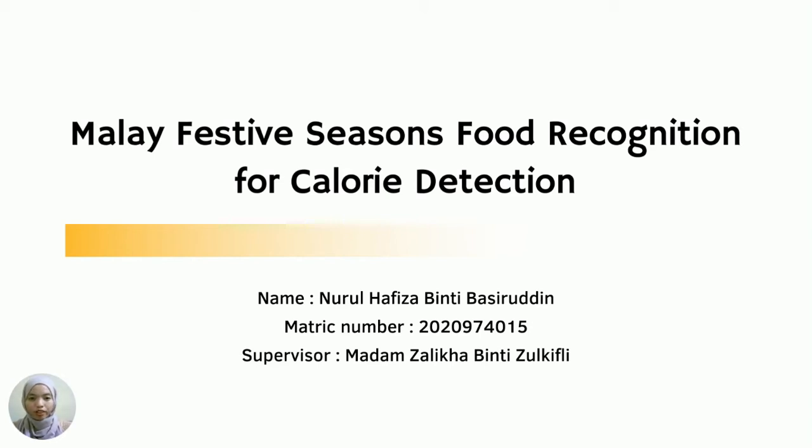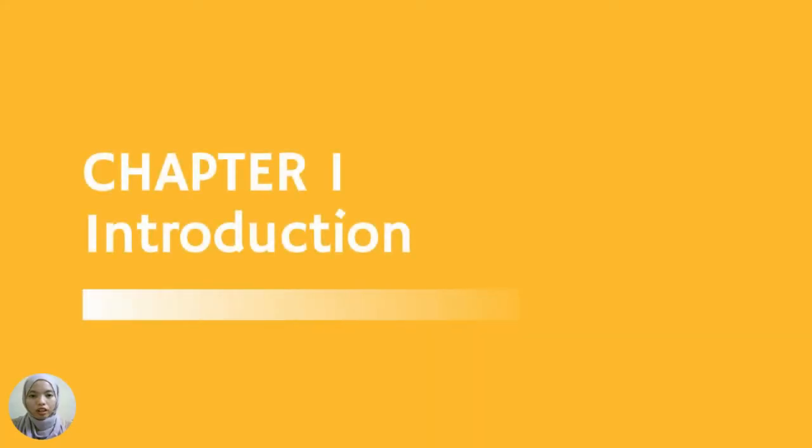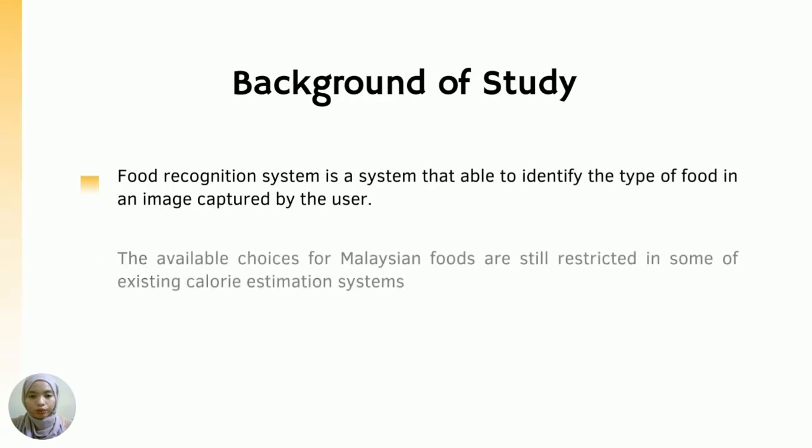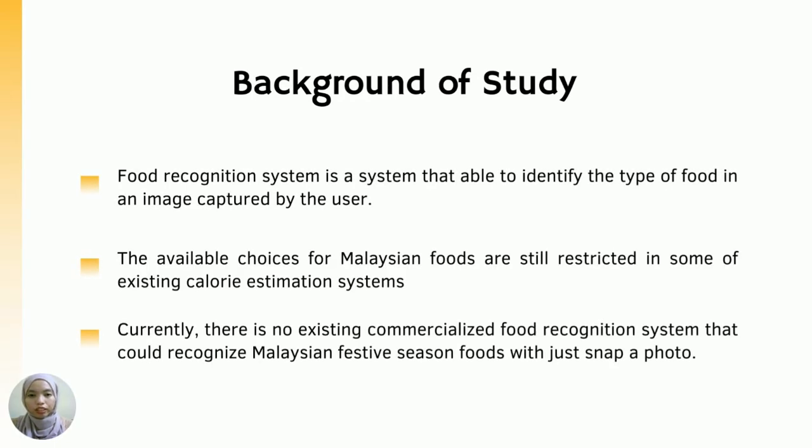Today I'm going to present my final year project, which is Malay festive season food recognition for a calorie detection system. For chapter 1, I'm going to explain a little bit about the introduction. For the background of the study, a food recognition system is a system that is able to identify the type of food in an image captured by the user.